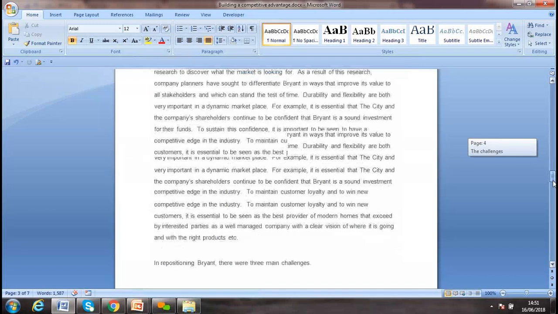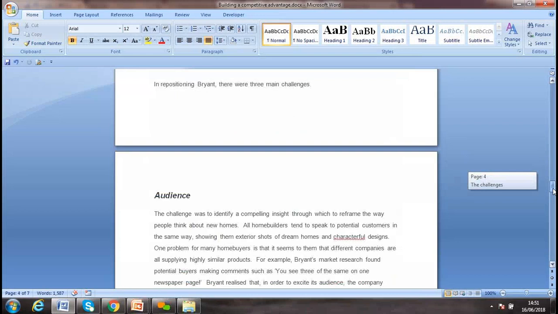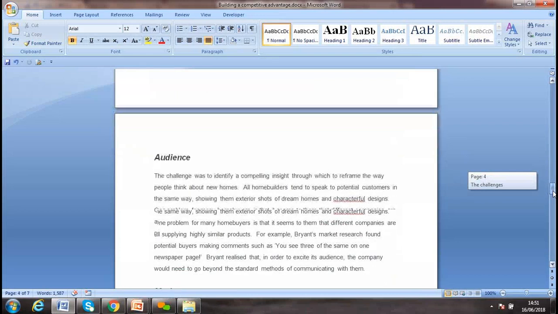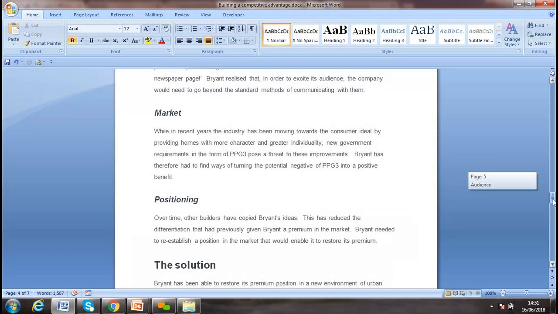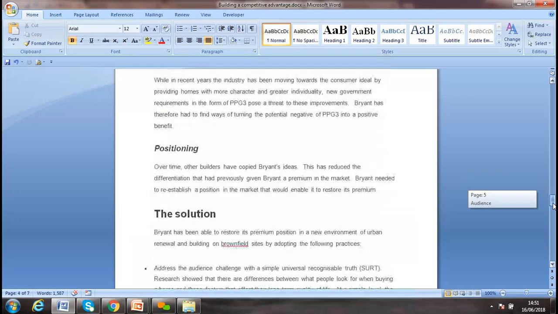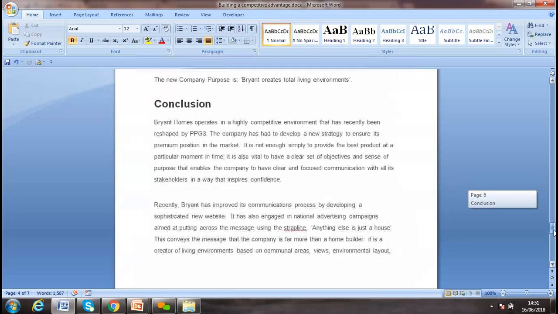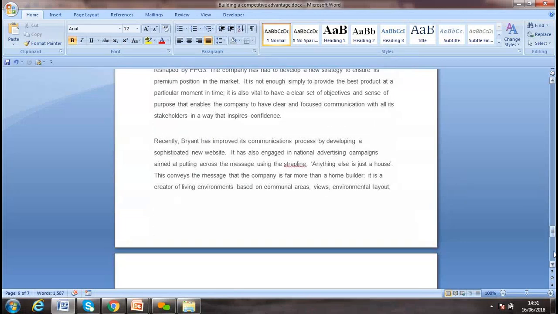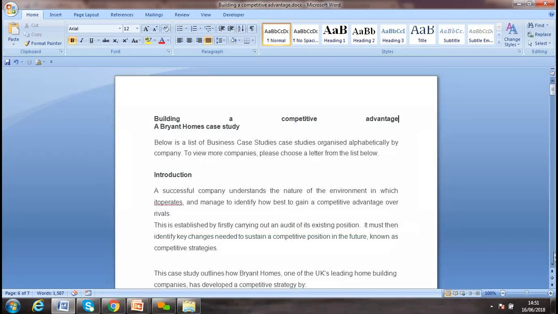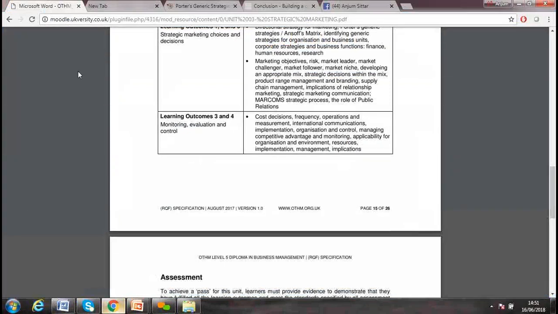Then, what are the challenges for them and how they address them: audience, market, positioning, the solutions, and they draw the conclusion on how effectively they achieved their goals. So that's a good case study to read. Now we have almost covered every bit and piece of this unit.